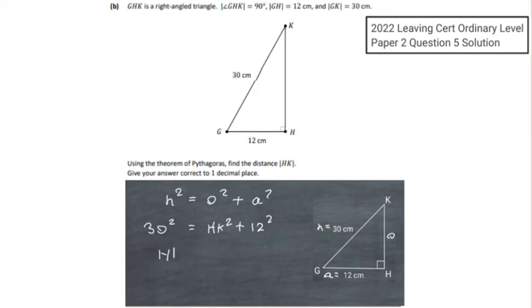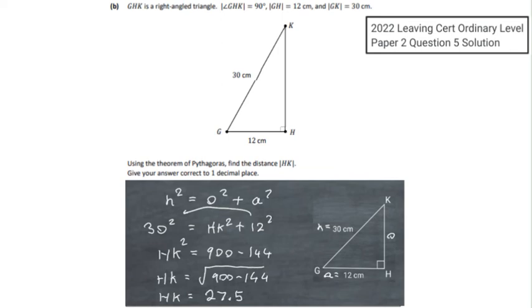So we just look at that back to front, bring over the 12 all the way over here and subtract it. So we get 900 for 30 squared and 144 for 12 squared, and therefore HK is equal to the square root of that difference, 900 minus 144, and HK is equal to 27.49 or 27.5 to 1 decimal place, and that's in centimeters.